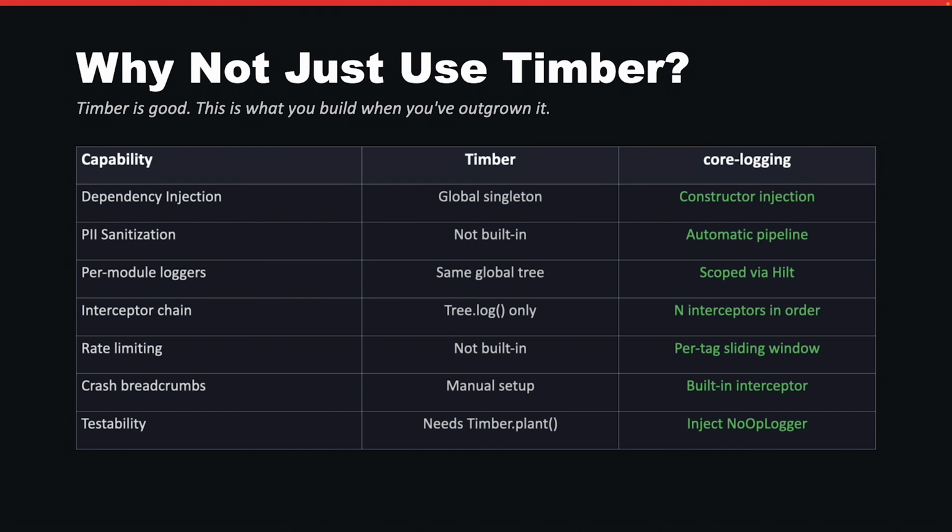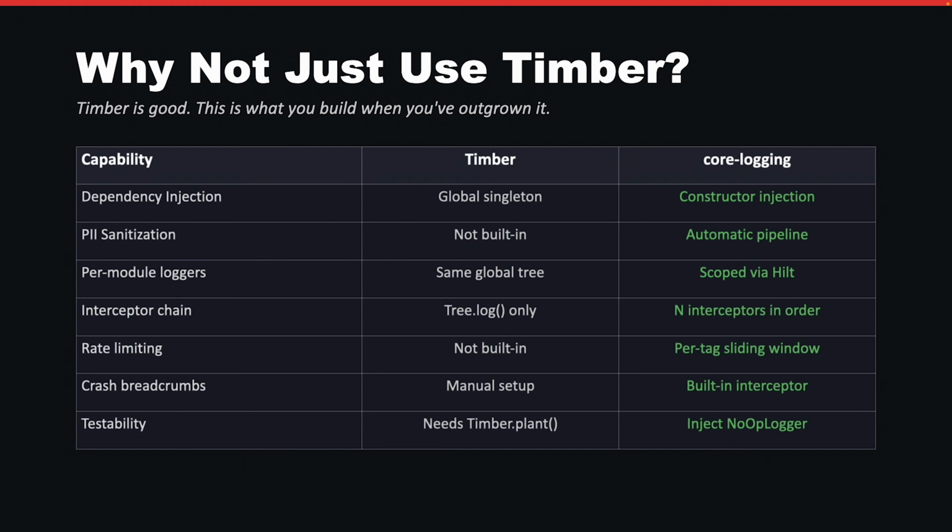Dependency injection. You call timber.d and hope the right trees are planted. Core logging uses constructor injection. You inject logger into any class via Hilt. PII sanitization. Timber does not have it. You'd have to build it yourself. Core logging has an automatic sanitization pipeline built in.